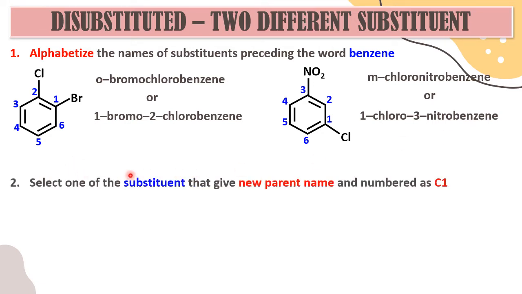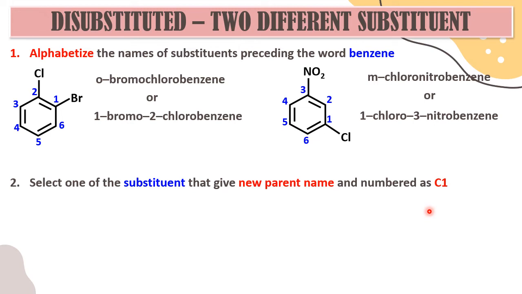For disubstituted benzene with two different substituents, select one of the substituents that gives a new parent name and number it as carbon 1. Remember the previous slide just now, where we had the monosubstituted one, and the second one where we have a common name for benzene with a substituent. Examples: toluene, phenol, aniline, benzoic acid, benzaldehyde, and acetophenone. That particular name can be the parent name because it's a benzene with a functional group.